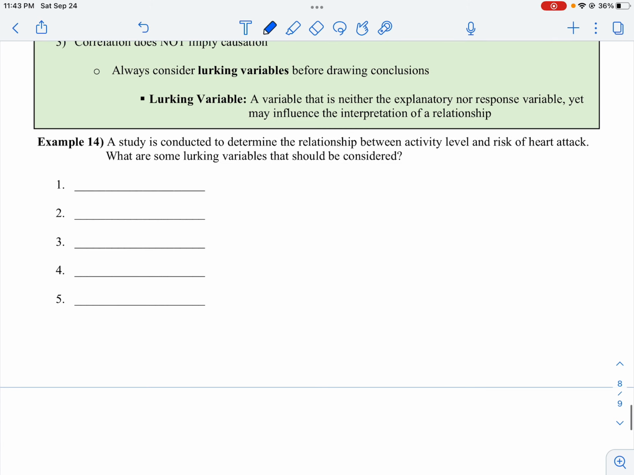So what I want you to do is, as we read through example 14, think about some potential lurking variables that might exist that could affect our relationship. It says that a study is conducted to determine the relationship between activity level and the risk of heart attack. What are some lurking variables that should be considered? So see if you can come up with a list of about 5 things here, and then we'll share out.